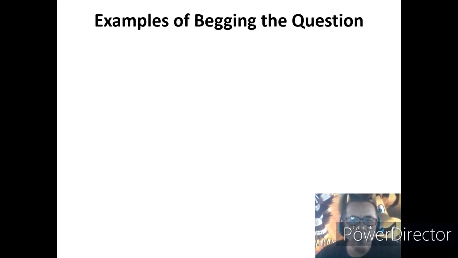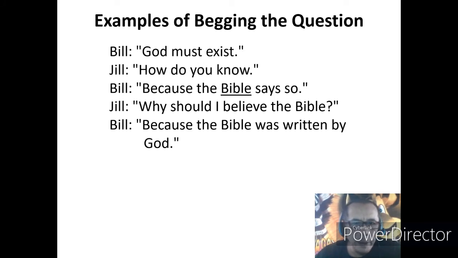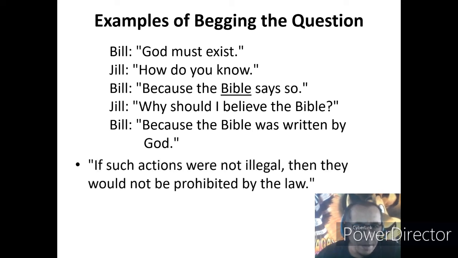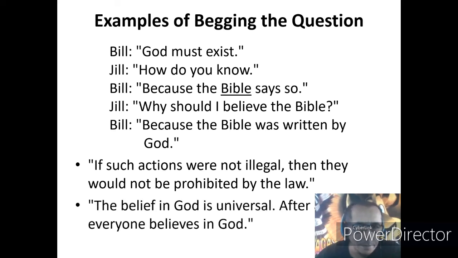Another example for begging the question. Bill: God must exist. Jill: How do you know? Bill: Because the Bible says so. Jill: Why should I believe the Bible? Bill: Because the Bible was written by God. If such action were not illegal, then they would not be prohibited by law. Next, the belief in God is universal. After all, everyone believes in God.